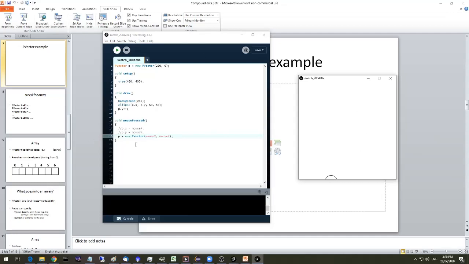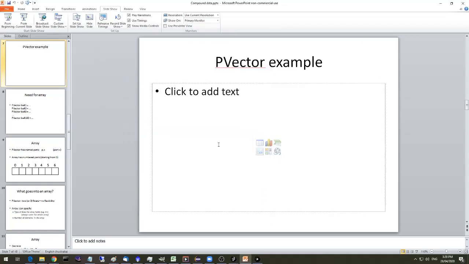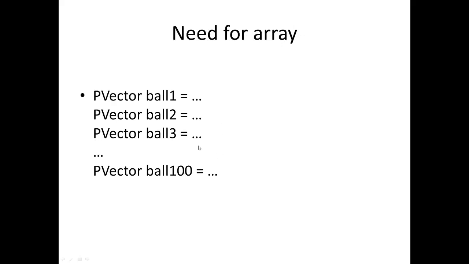Okay, so let's go back to the presentation here. So with p-vector we had a compound data object that had named parts. Now we want to look into another sort of compound object, an array. So what's this about? Let's say we wanted to have, instead of one circle going down the screen, lots and lots of them.